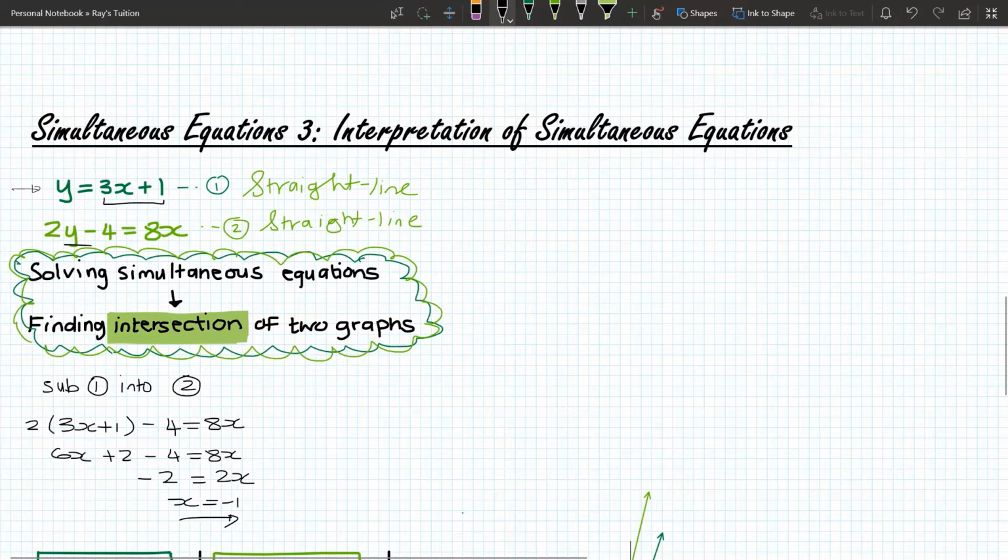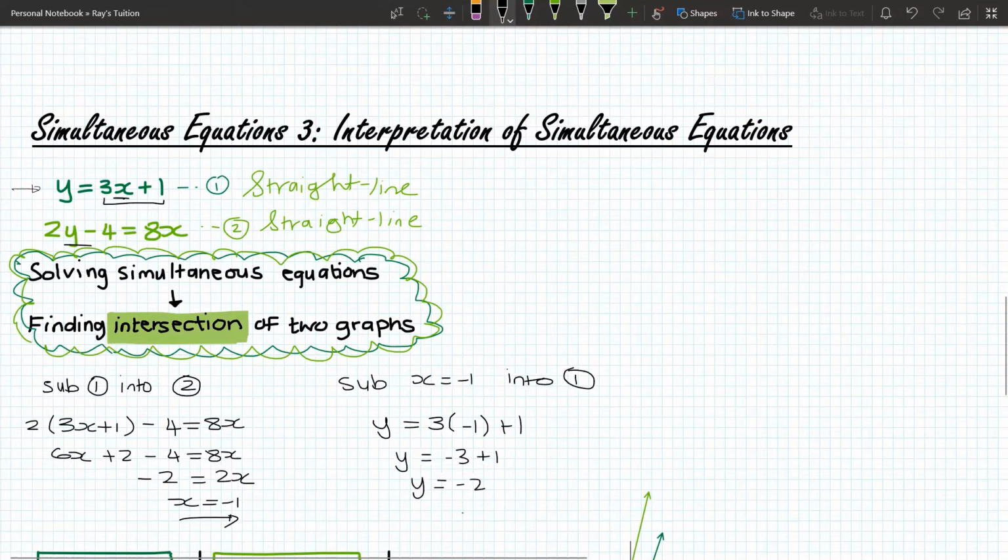Then what we're going to have to do is substitute it back in to get the second solution. So we're going to substitute x is equal to minus 1. And once again, you can substitute it into either equation 1 or equation 2. I'm going to choose equation 1 because it will make the math easier. So we have y is equal to 3, and now in the place of x, I'm going to put minus 1, plus 1. So y is equal to minus 3 plus 1, so y is equal to minus 2. So the solution, or the point of intersection we expect, is minus 1 and minus 2.